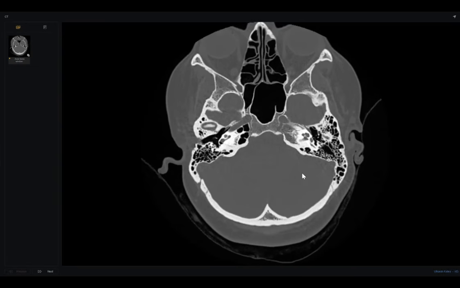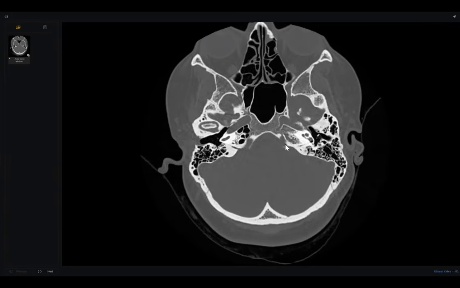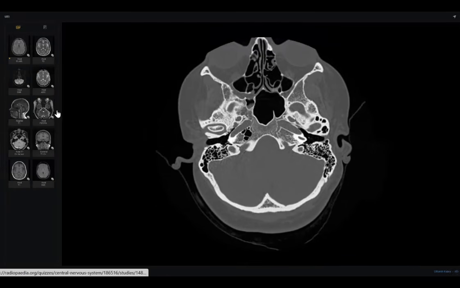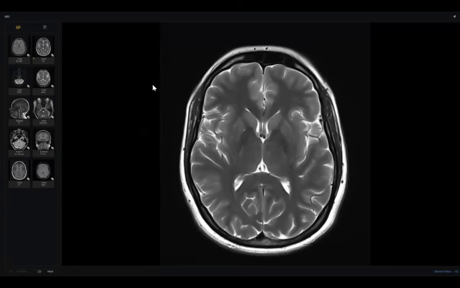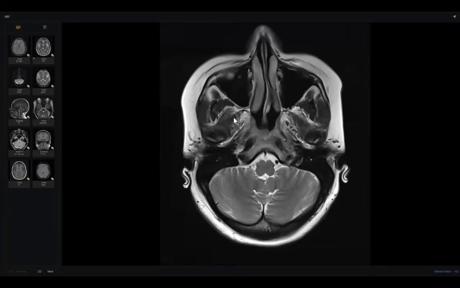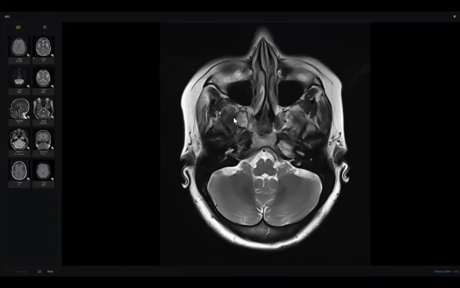What is your next step? The clinician insists that he has some doubts about the left facial nerve. So I cannot see any abnormality here on this CT. I will go directly to MRI. Okay, this is MRI brain. Go on.